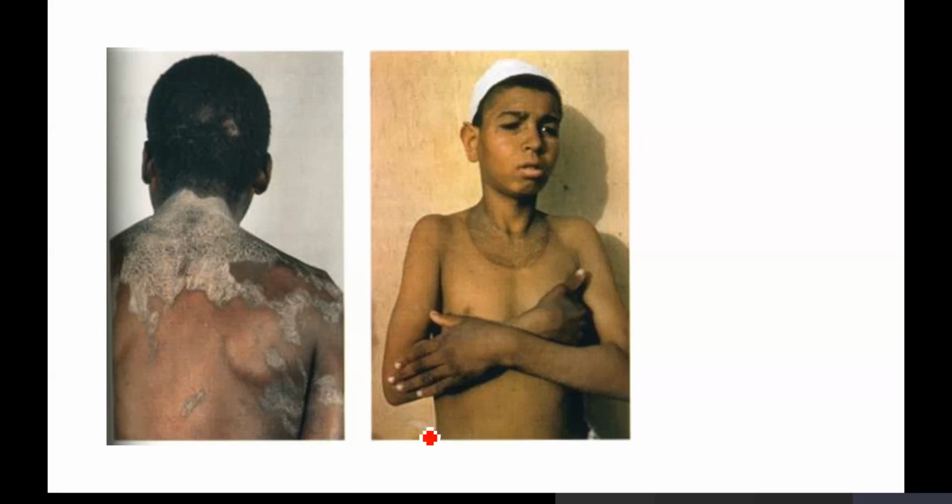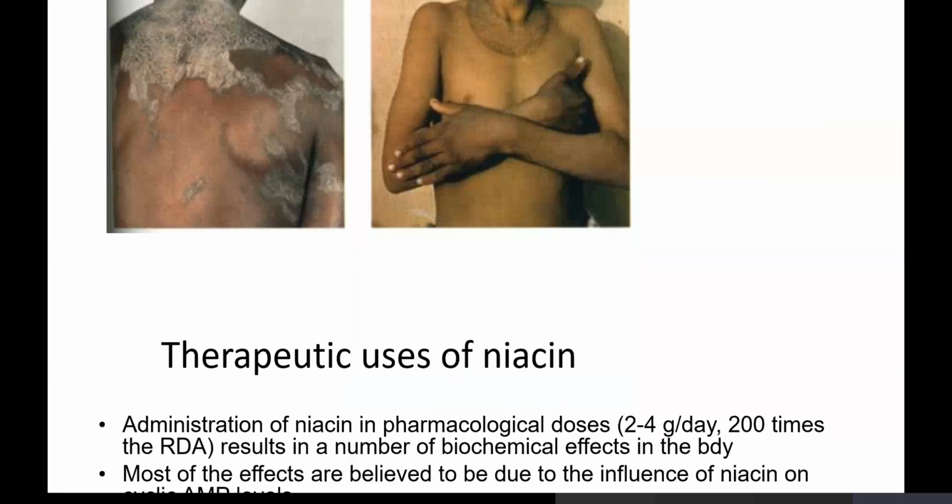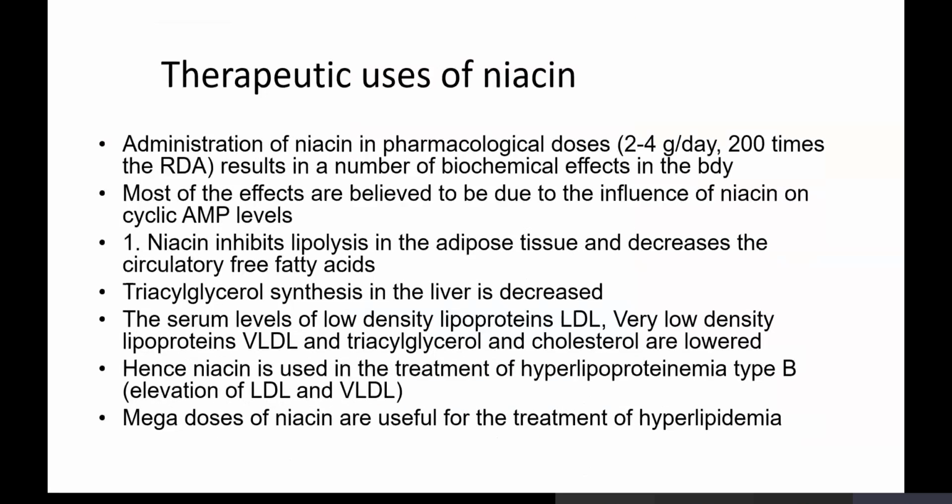So this is the condition of dermatitis, where the neck and the areas exposed to the sun will be affected due to this condition. Now there are therapeutic uses of niacin, that is administration of niacin in pharmacological doses like 2 to 4 grams per day, which is almost 200 times the RDA, which results in a number of biochemical effects in the body not related to its function as a vitamin. Most of the effects are believed to be due to the influence of niacin on cyclic AMP levels.